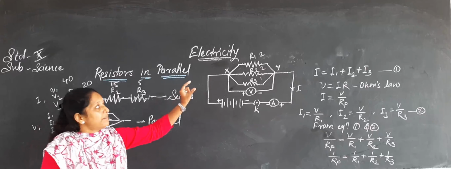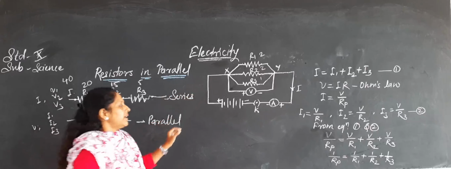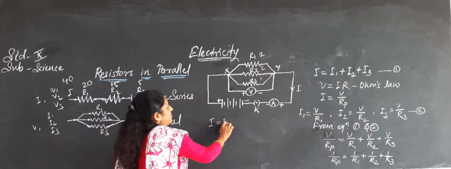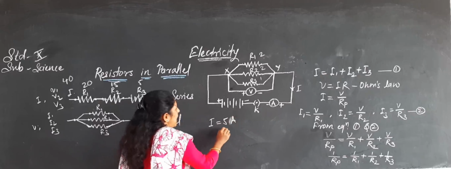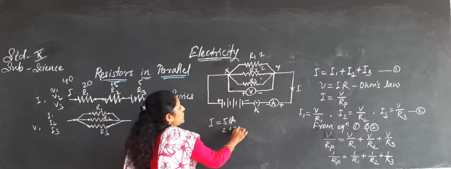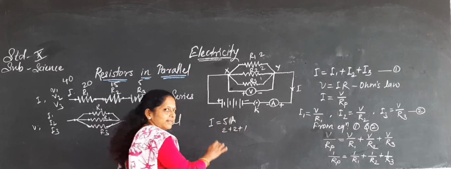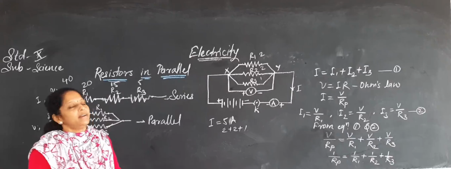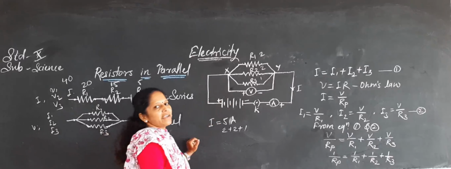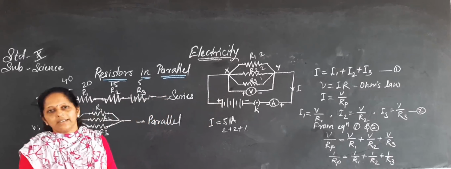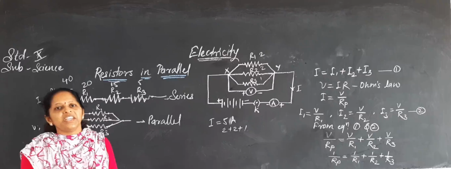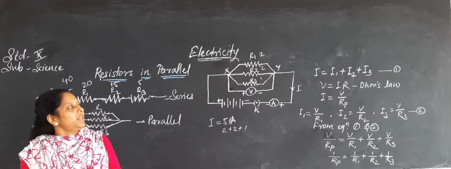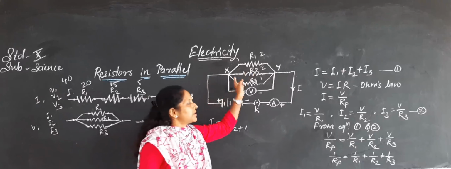I am giving you an example. If a 5 ampere current is flowing, then I1 is 2, I2 is 2, I3 is 1. So the current is dividing like this, and that is nothing but I1 plus I2 plus I3. So the total current is the sum of the separate currents through each branch of the combination.